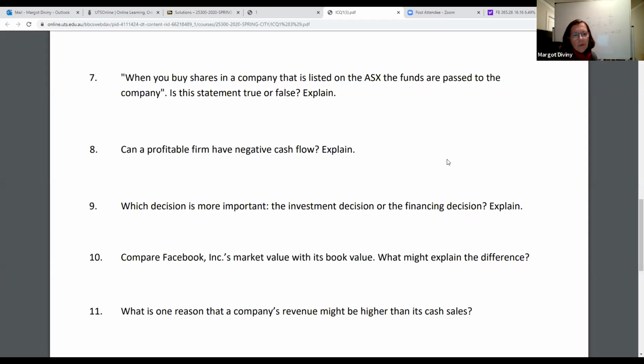What do we think is more important, the investment decision or the financing decision? Probably the investment. It is, yes. Anyone want to back Rhiannon up as to say why it's the most important?